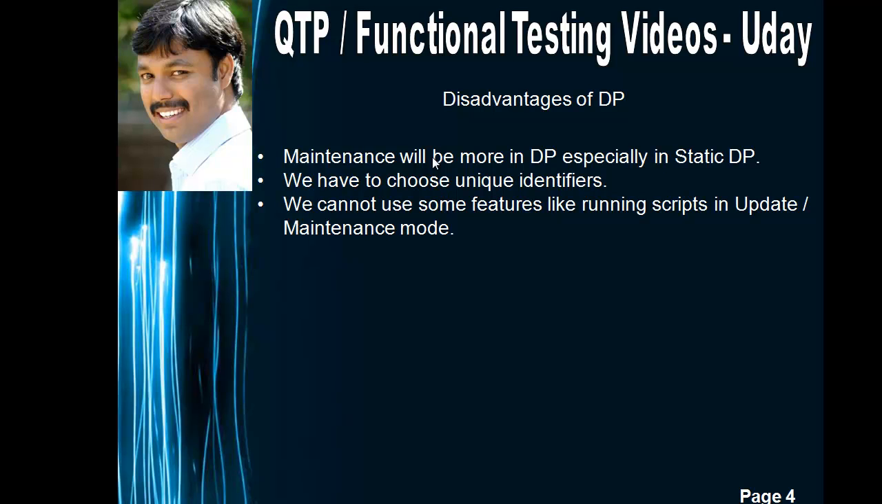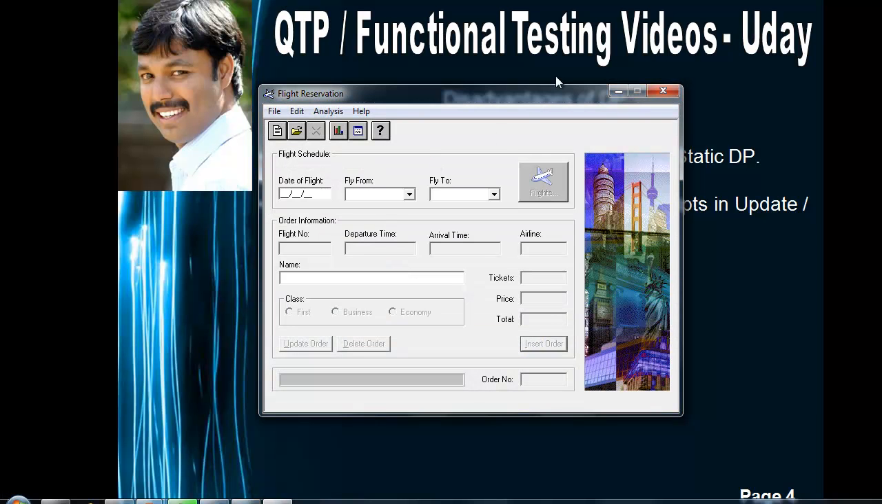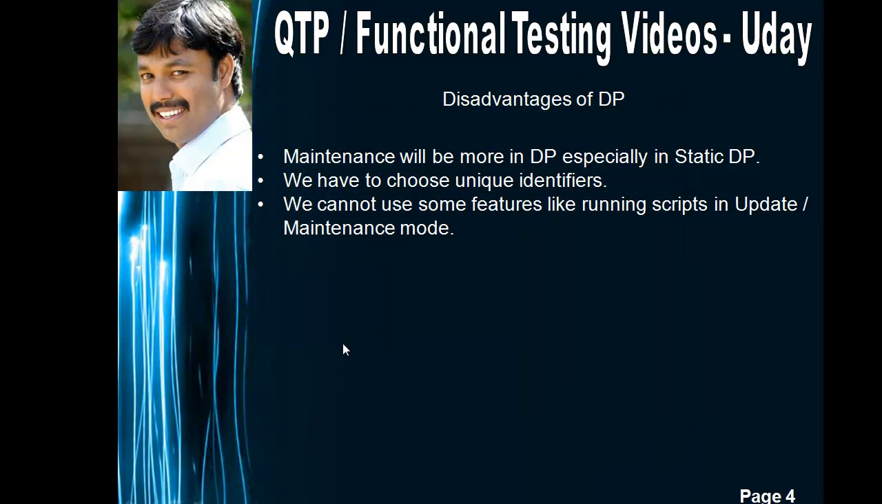So for example, say in the flight reservation application, at this moment, in the login page we have one OK button. For example, if the developer added an extra OK button, what will happen, right? In those scenarios, even if you give the description, that will not be sufficient, and in most cases the script will fail. We need to make sure that we give enough description there, right?